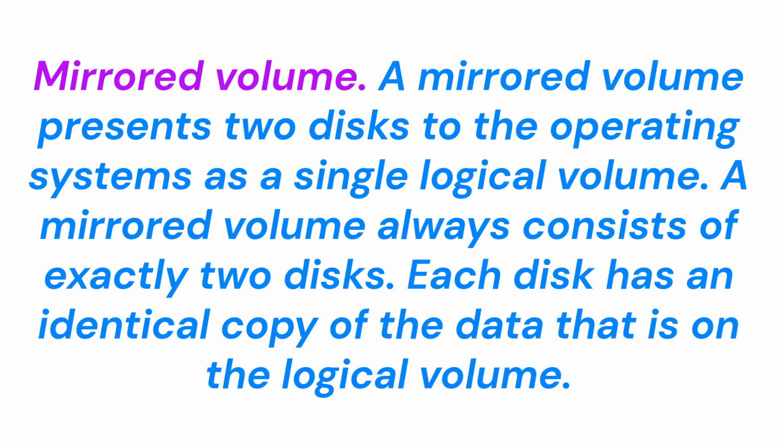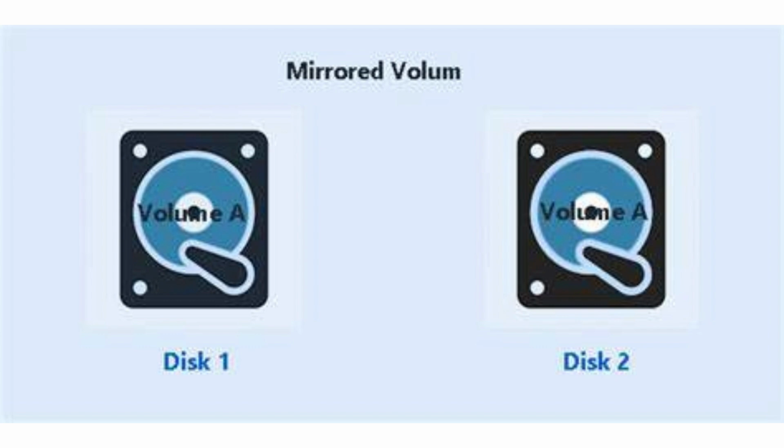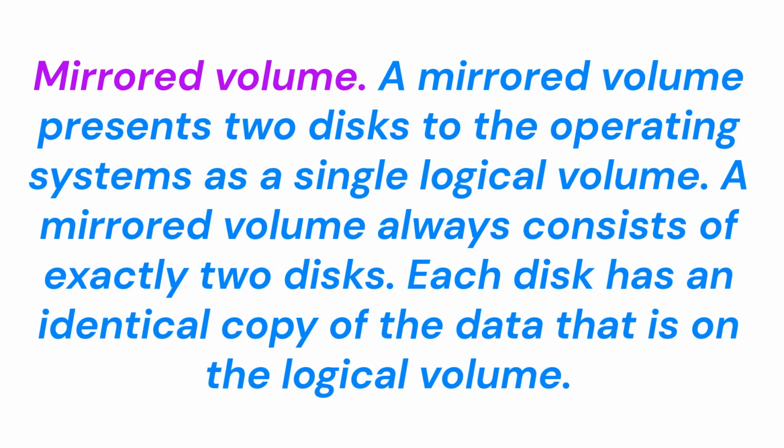Compare mirrored, spanned, and striped volumes. In addition to simple volumes, disk arrangements also support the following volume types. Mirrored volume. A mirrored volume presents two disks to the operating system as a single logical volume. A mirrored volume always consists of exactly two disks. Each disk has an identical copy of the data that is on the logical volume.